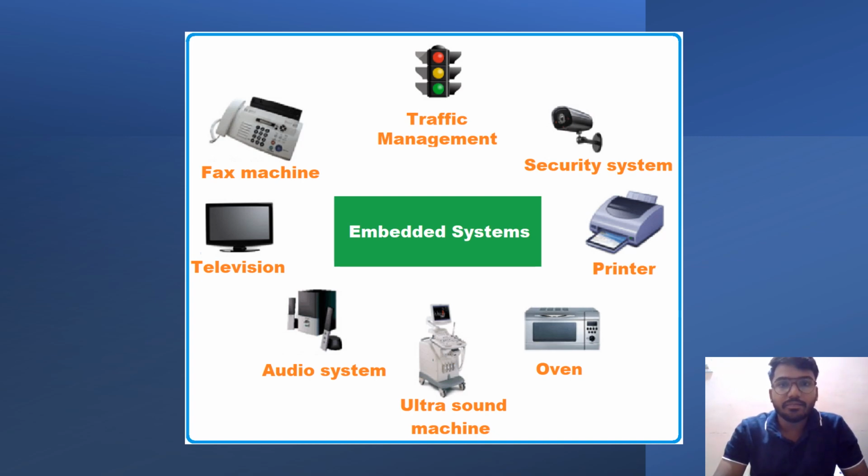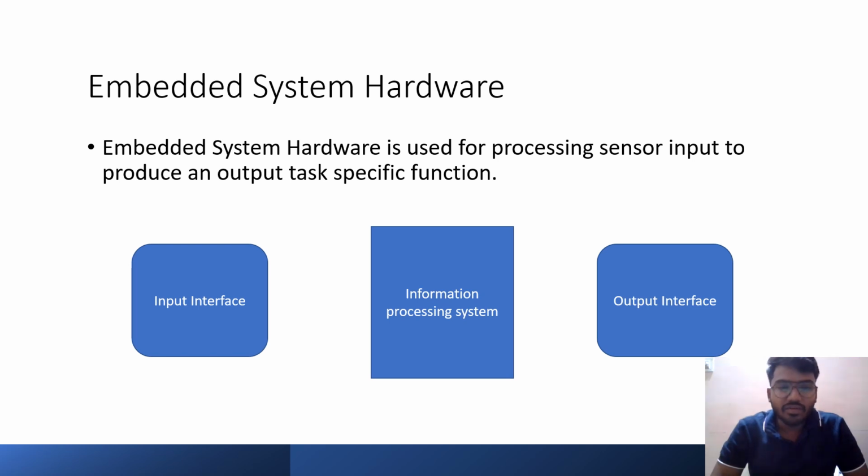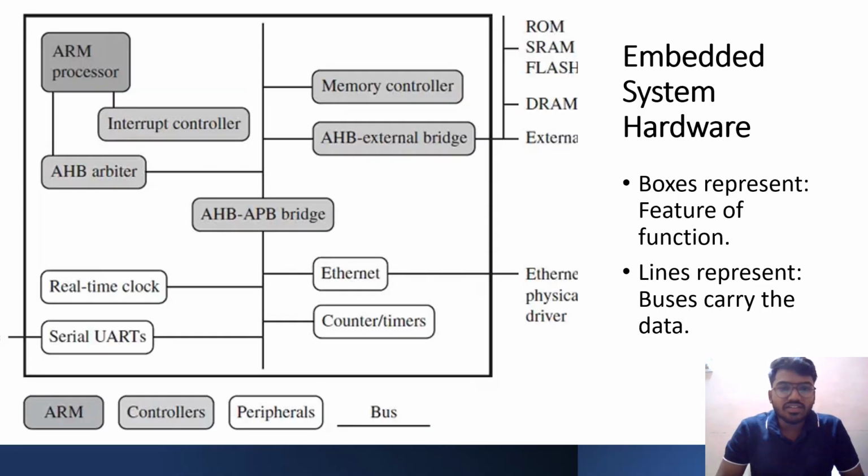Moving to the next slide, embedded system hardware. Here you are going to see the block diagram of embedded system hardware. Embedded system hardware is used for processing sensor input to produce an output, a task specific function. In this block diagram, first the work is done in the input interface, then it is taken to the information processing system, then the output interface.